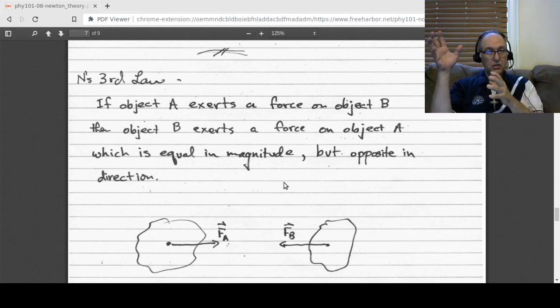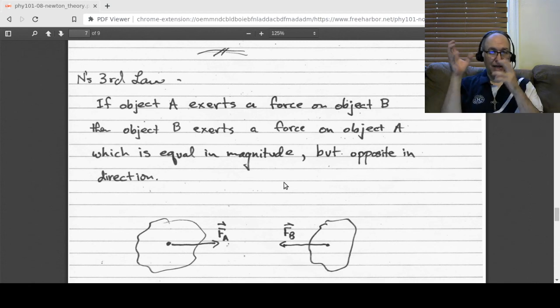Okay? And so you've always got at least pairs of objects. I mean, there could be more objects that are exerting forces on one another. These are called many-body problems, where many objects are exerting forces on one another. But if you want to simplify that to just two objects, you can't have one object isolated and have a force on it. There's always some other object causing that force.